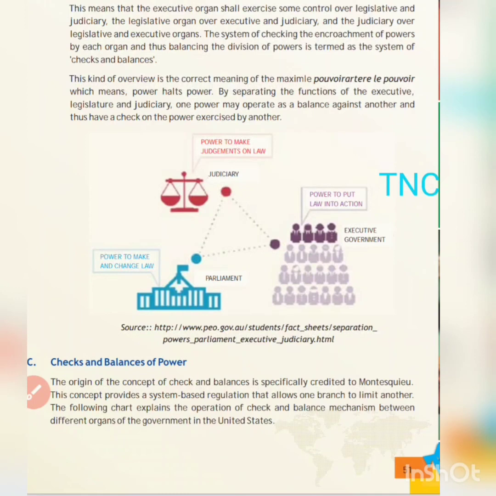This kind of overview is the correct meaning of the maxim "power holds power." Now whenever a maxim comes, as I told you, it is very important, which means power holds power. Holds means stops. These three organs are given their separate powers and they are only keeping a check on the other organs. So power holds power holds true in this case. By separating the functions of executive, legislative, judiciary, one power may operate as a balance against another and thus have a check on the power exercised by another.